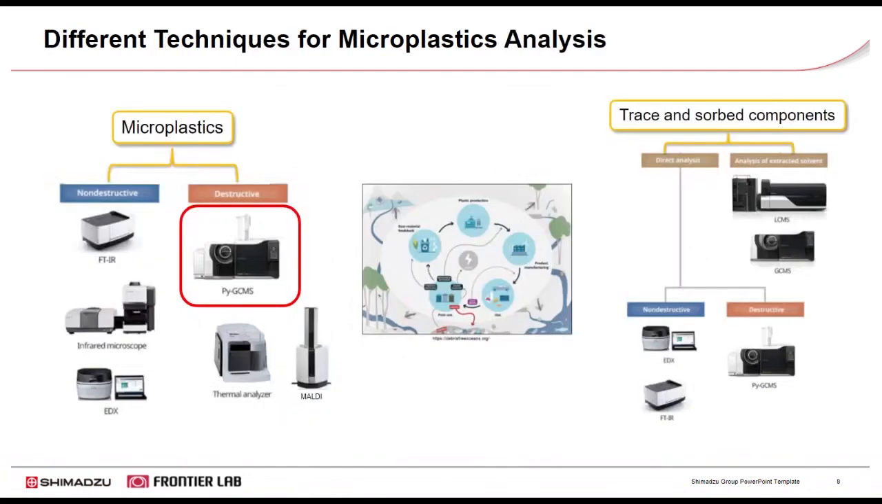There are various analytical techniques that have been used and newly implemented in the attempt to answer the question from our previous slide. In terms of microplastics, techniques such as FTIR, FTIR with imaging, elemental X-ray, MALDI, and of course Pyrolysis-GC can be utilized for characterization and quantitation of microplastics. For trace and sorbed components, like those mentioned in the previous slide, such as PAHs, PCBs, etc., Pyrolysis-GC can also be used for this analysis, along with techniques like LCMS, liquid injection GCMS, and EDX.